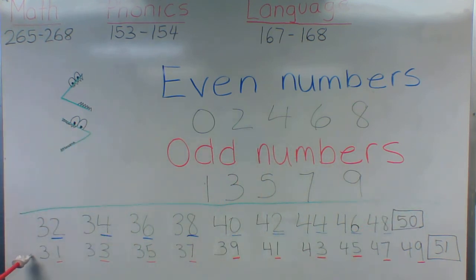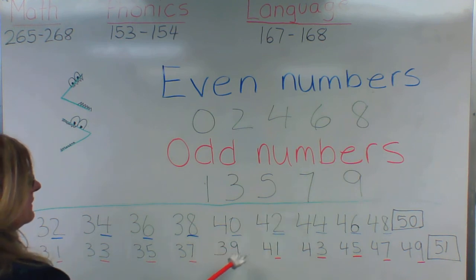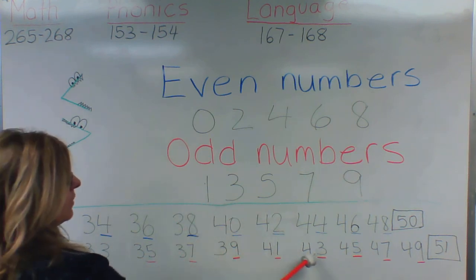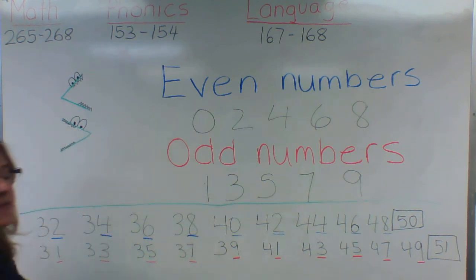All right, let's look at the odd numbers. 31, 33, 35, 37, 39. And when you're in the odd numbers, when you get to 9, change the number in the tens place to the next number and then start the pattern all over again. And that's how you do even and odd numbers.